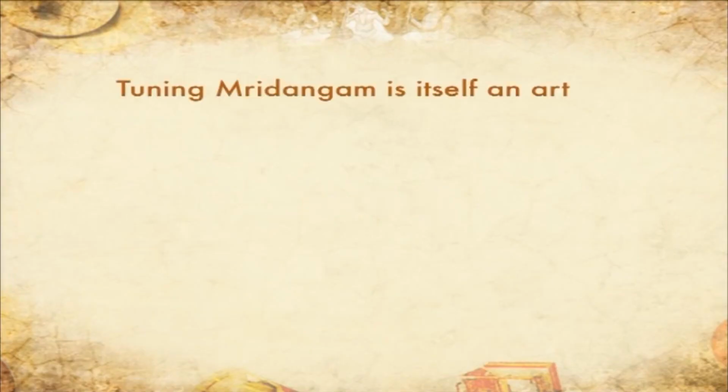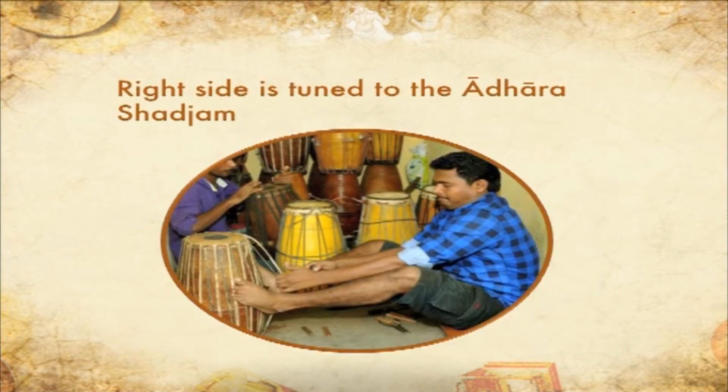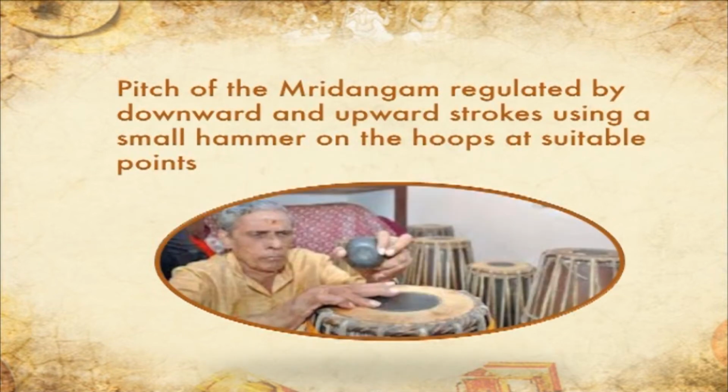Tuning. Tuning a mridangam is itself an art. Then comes playing the instrument with an ecstatic sound. The right side of the mridangam is tuned to the Adhara Shadjam. The pitch of the mridangam is regulated by downward and upward strokes with a small hammer on the hoops at suitable points.